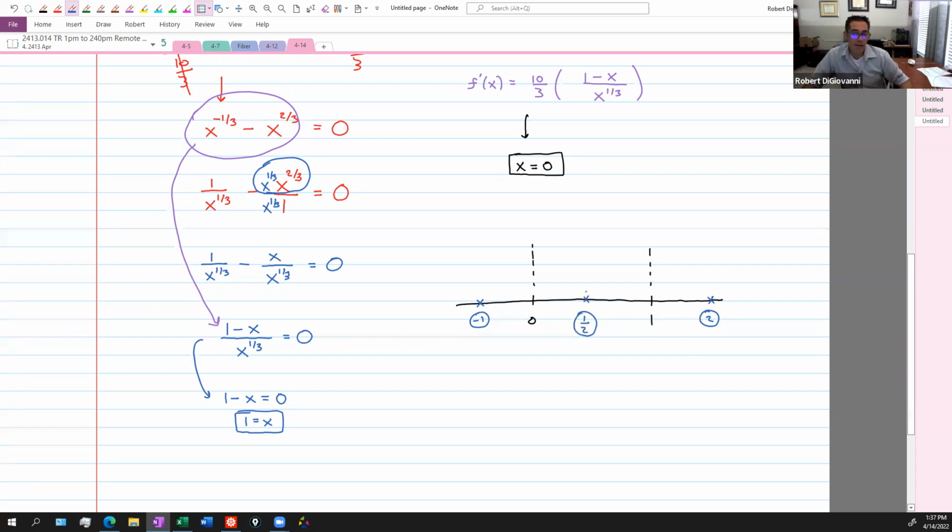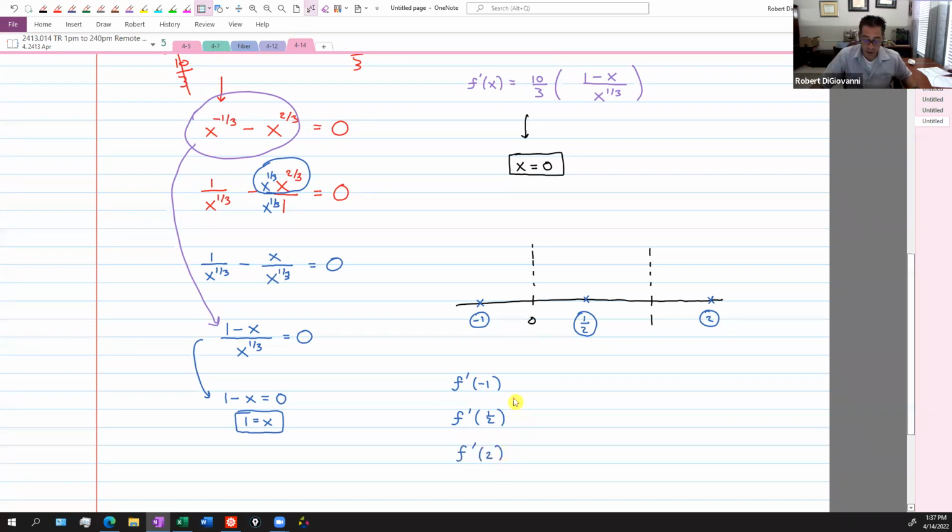Where am I going to take these numbers and plug them into? What am I plugging them into? The derivative. The derivative, right? Not the original function, the derivative, because that's going to tell us where we're going up or down. So I need the derivative evaluated at -1. I need the derivative evaluated at 1/2. And I need the derivative evaluated at 2.